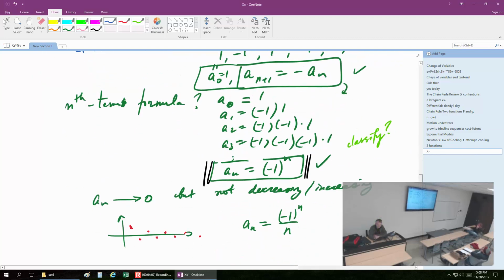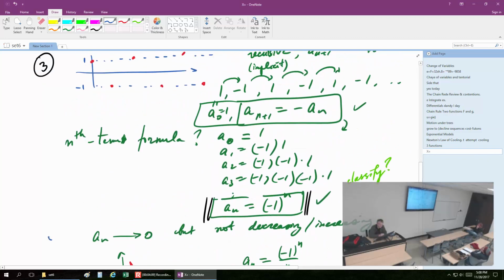So, once again, no limit, but bounded. Apart from that, which is certainly the central thing of what we're studying, limits, what kind of sequence is this? You can notice that every time you multiply your previous element by -1. What kind of sequence is that?